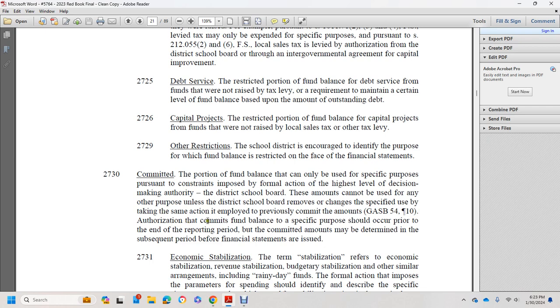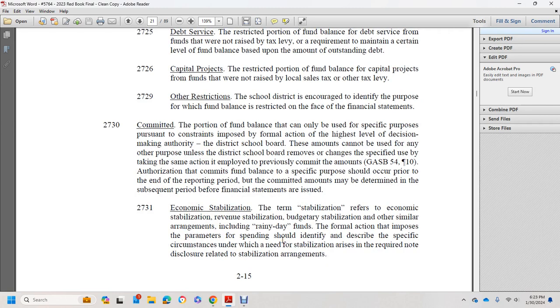54 paragraph 10, authorization committed for the balance specifically for the purpose should occur prior to the end of the reporting period, but the committed amounts may be determined in a subsequent period before financial statements are issued. 27 to 31, economic stabilization.